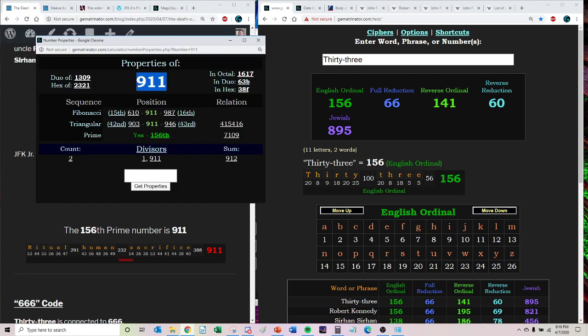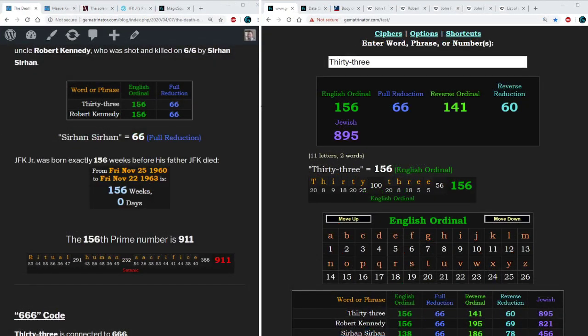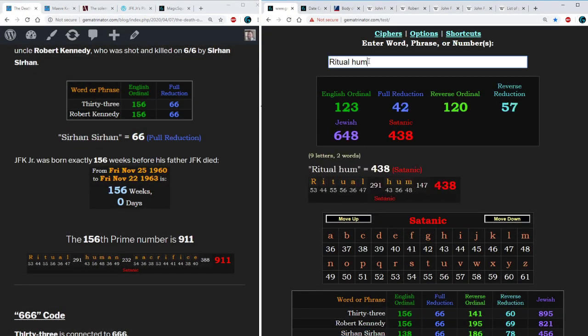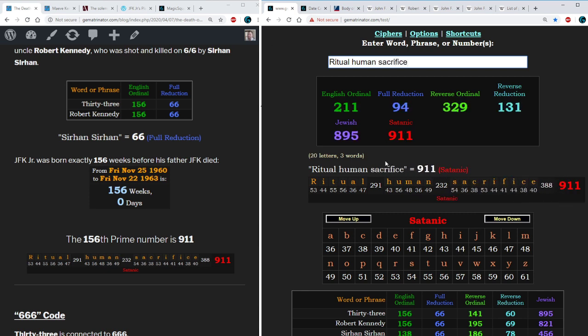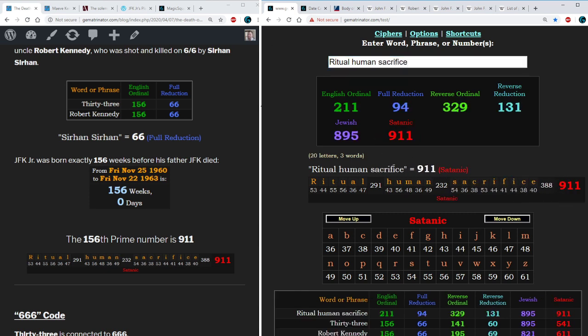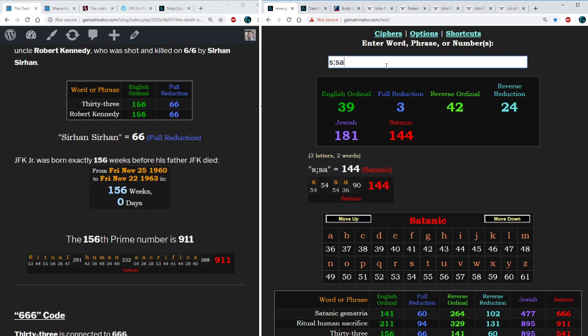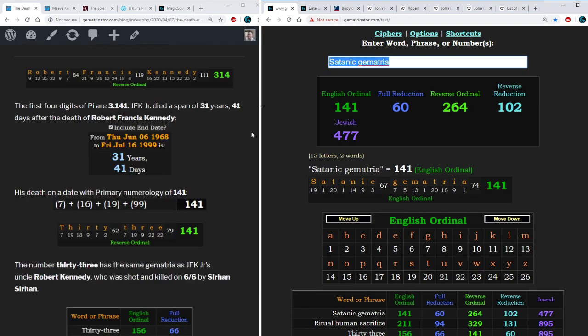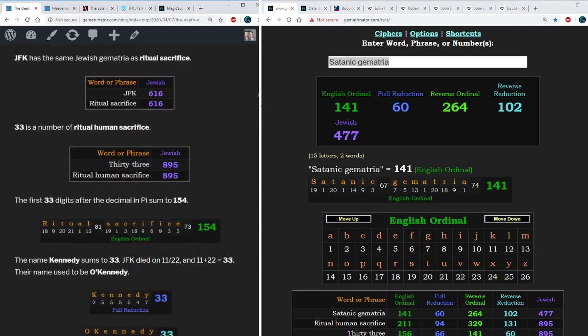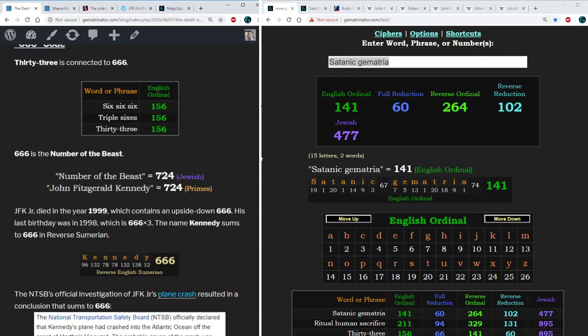Now the 156th prime number is 911, a number which no doubt everyone recognizes the significance of. Well, notice how ritual human sacrifice sums to 911 in satanic gematria. This being the method that sums to 666 when you write it out. So all the way from start to finish, the ritual sacrifice is coded into the deaths of these men.